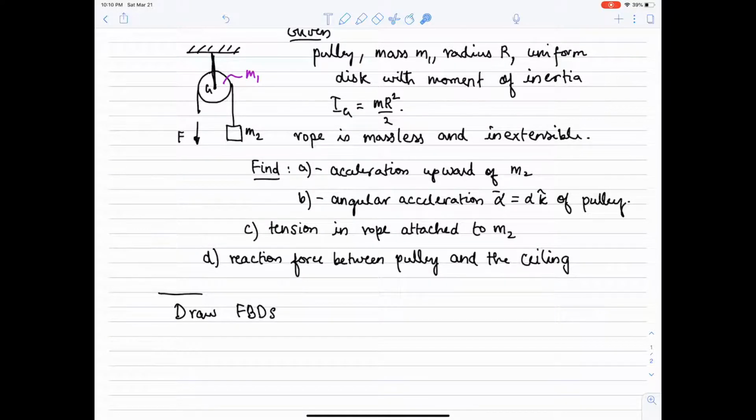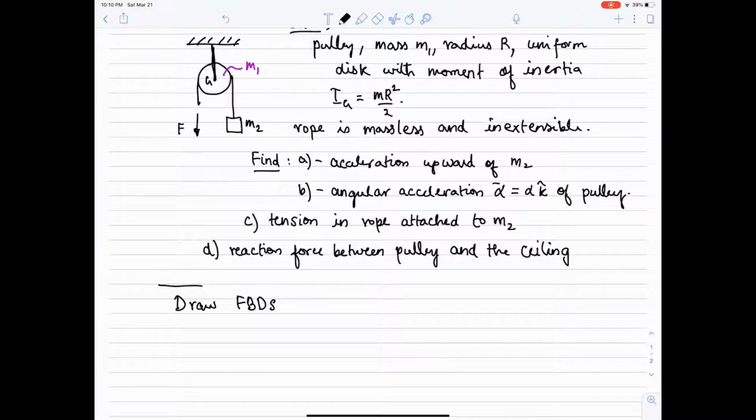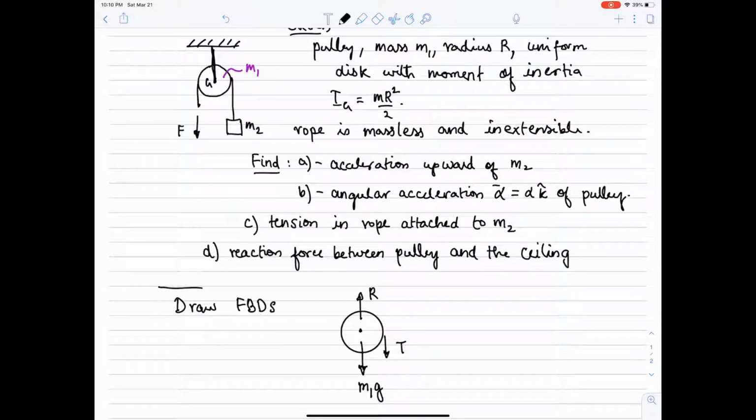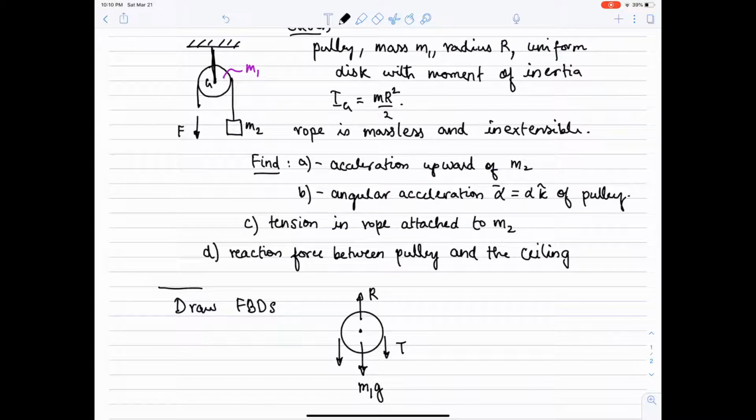Okay, in any case, let's draw free body diagrams. Let's draw first for the pulley. That's the pulley. We have a reaction force pulling up, which is what's being asked in part D, and the weight of the pulley pulling it down, and we have a tension in this rope, which I'm going to call T, and then a force F, which is essentially the tension in this rope.